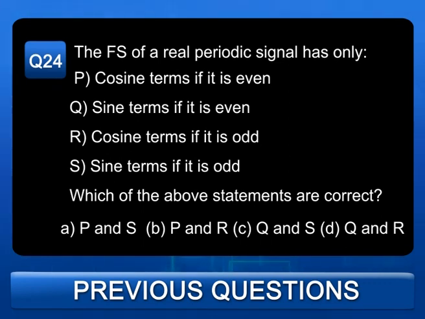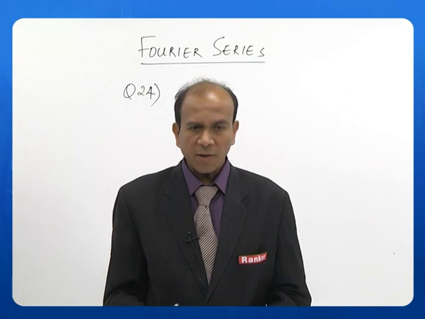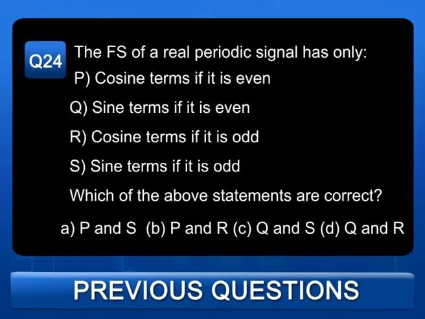A, that is, if the periodic signal is real, cosine terms will exist if it is even and sine terms if it is odd. Then B says cosine terms if it is even and cosine terms if it is odd. C says sine terms if it is even and sine terms if it is odd. D says sine terms if it is even and cosine terms if it is odd. So what is the answer? We are talking about the Fourier series of a real periodic signal. The answer is A, that is, a real periodic signal has cosine terms if it is even and sine terms if it is odd. So that is the answer for this.